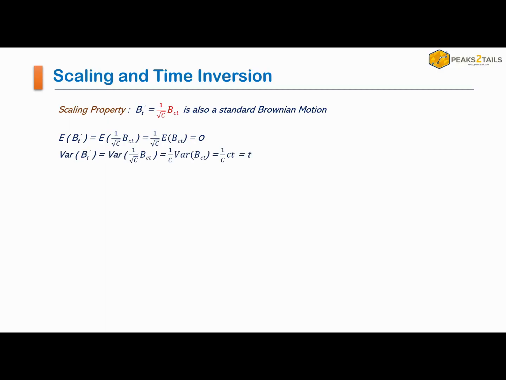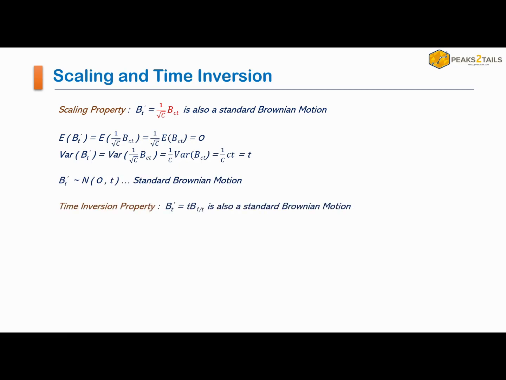Let's look at the variance. Similar idea, the constant 1 by square root of c will come out as a square, so 1 by c, and the variance of Bct. Now we know that the variance of Bct would be ct, so this is equal to t, and scaling a normal distribution results in another normal distribution. So the overall distribution of this quantity is normal with mean 0, variance t, hence this is standard Brownian motion.